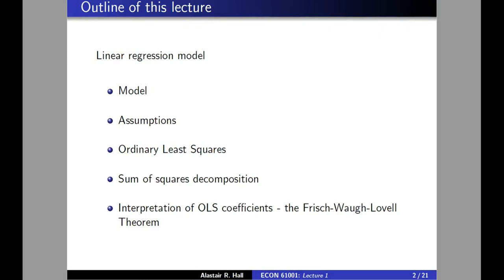As you all know, the linear regression model involves explaining some variable of interest, known as the dependent variable, with a linear combination of other variables, known as explanatory variables or regressors, and an error term that captures unobserved factors.